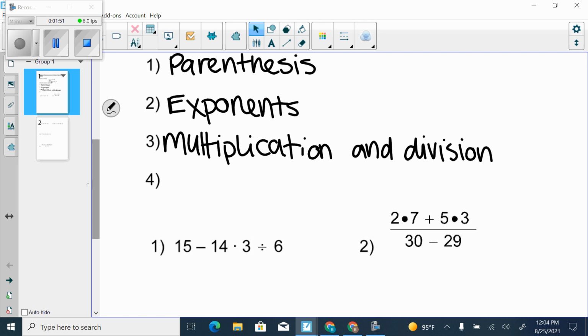Okay, if there are multiplication and division in the same question, how do I decide which one to do first? Left to right. Left to right, very good. Always work left to right. Okay, and then I already heard somebody say it. What's our fourth operation? Nice.